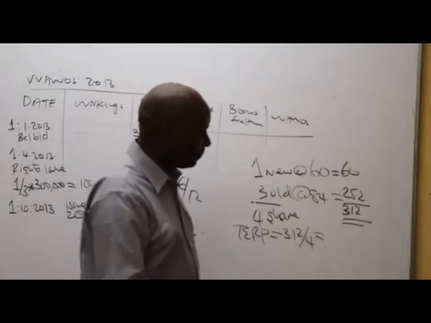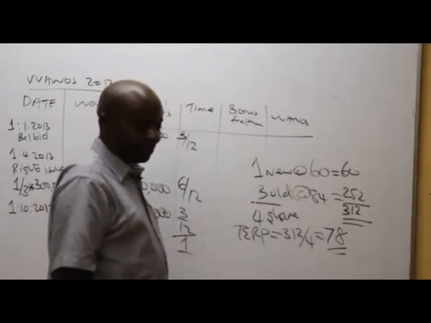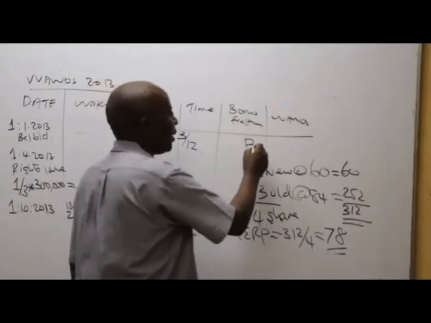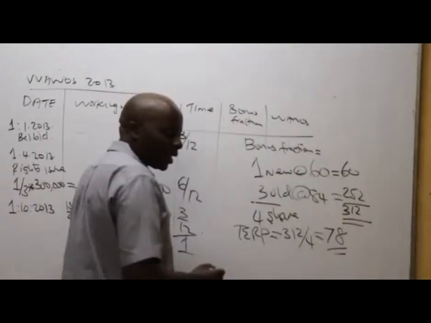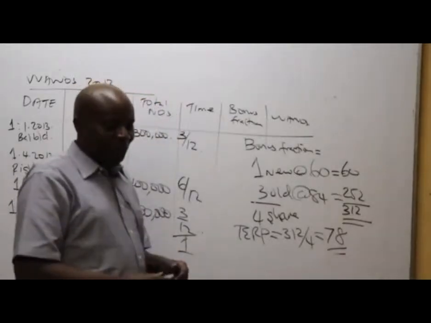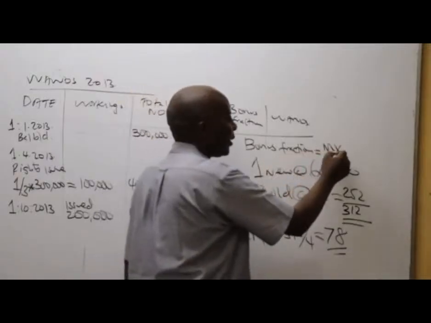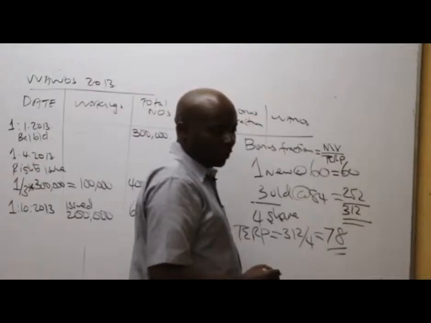Uendi nyumbani bure, uendi home bure. So this is 78 like that. Then what is the bonus fraction? Let me see. What is the bonus fraction? I'll take the market value over the theoretical ex-rights price. Market value all over the term. Nimeona mmoja amechukua opposite.